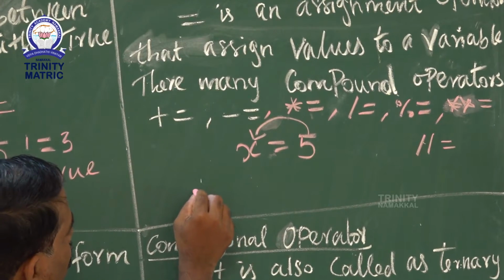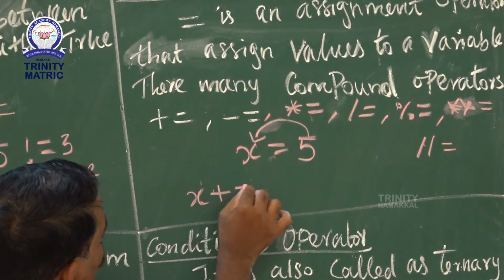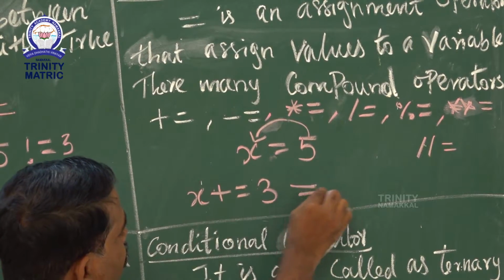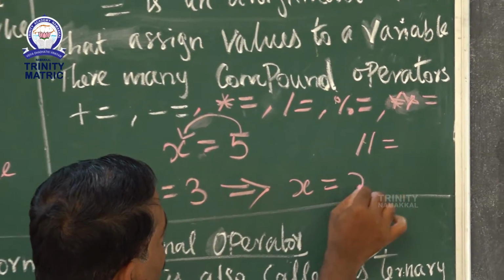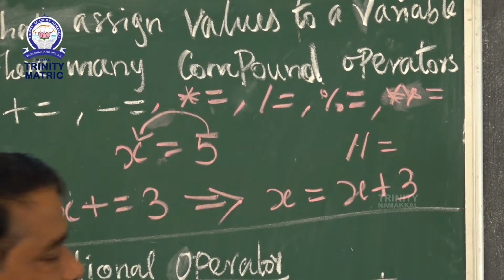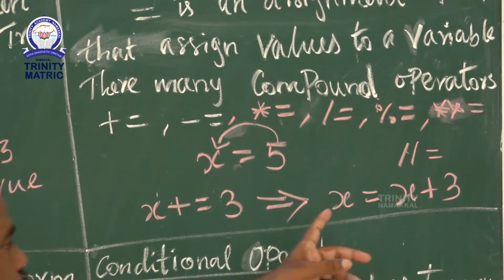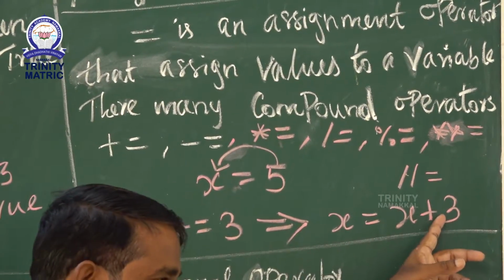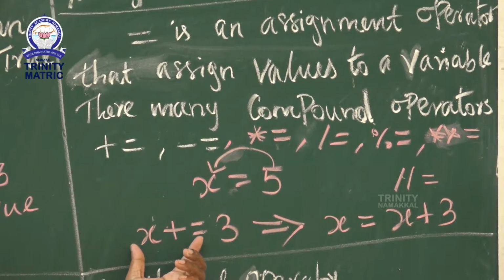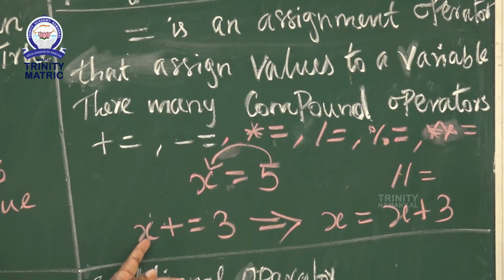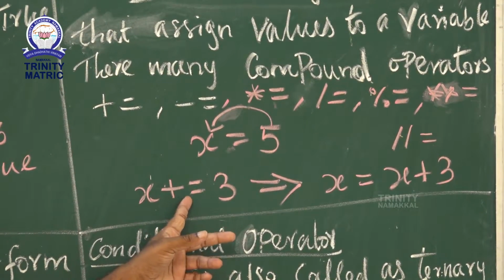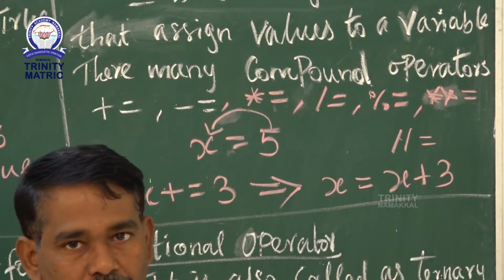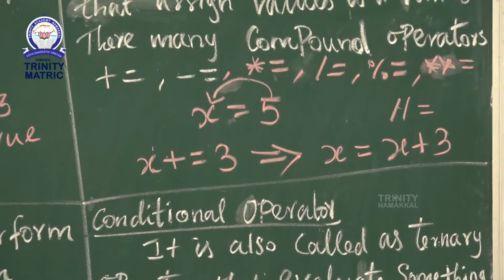See one example, x plus equal to 3. This means x equal to x plus 3. In order to write x equal to x plus 3, we can write in a shortened format, x plus equal to 3. So plus equal to represents x equal to x plus 3. This is called the assignment operator.